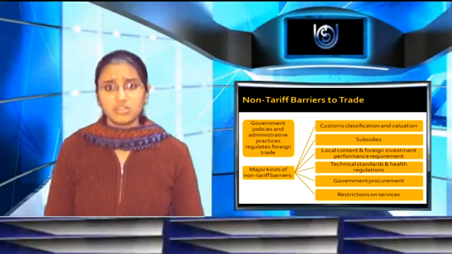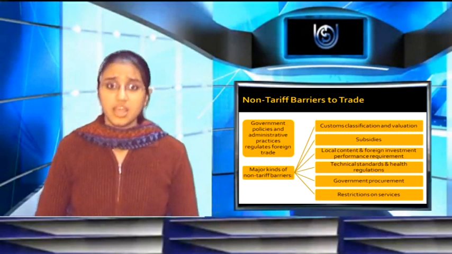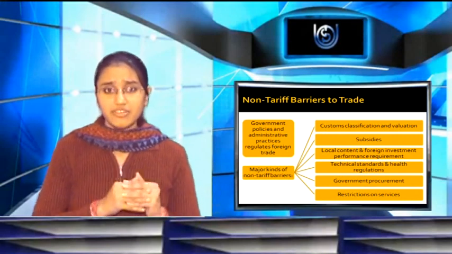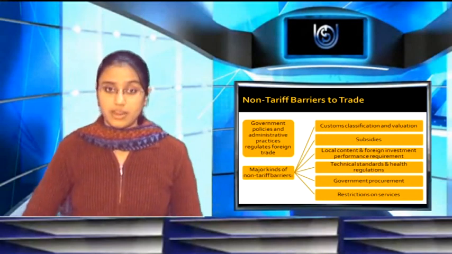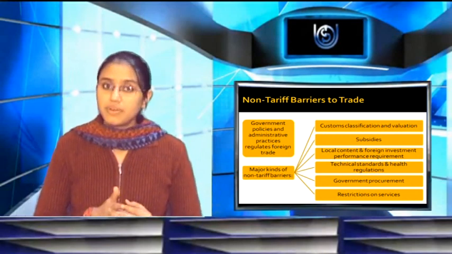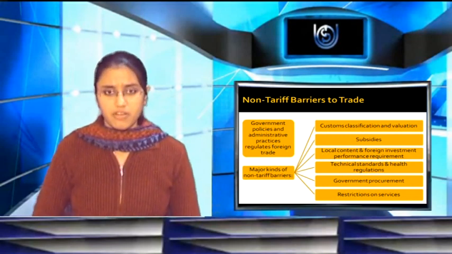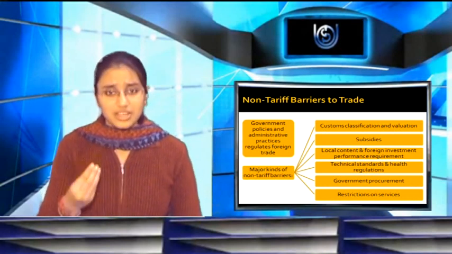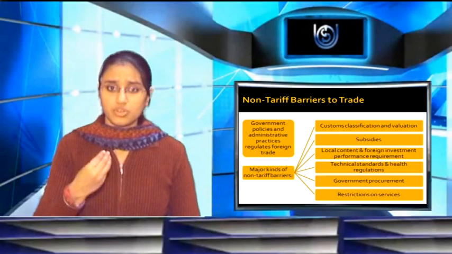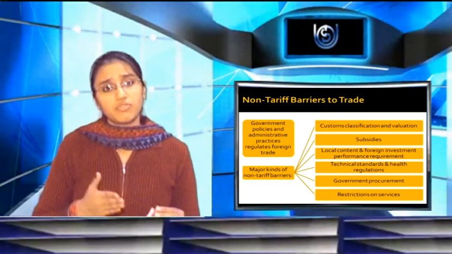So these are the non-tariff barriers to trade. Now you will have an idea of what tariff barriers and non-tariff barriers are. In the previous discussion, we discussed that quota is one of the non-tariff barriers. Tariff is related to charging a price, whereas quota is charging on a quantity basis. So quota is very much different from a tariff barrier.